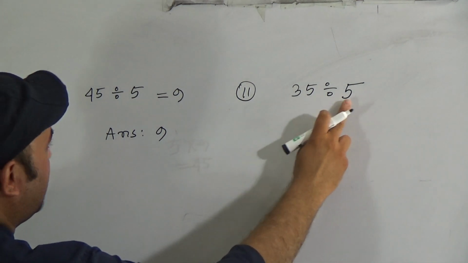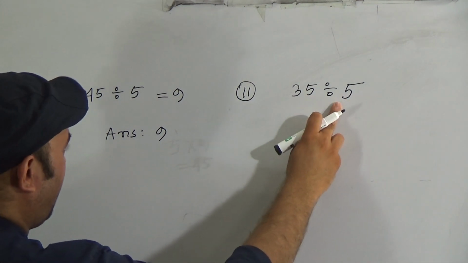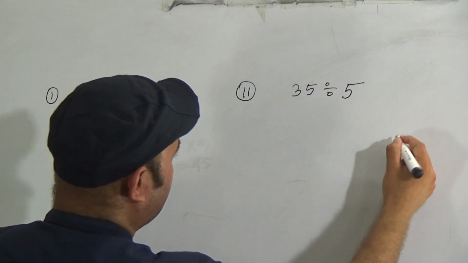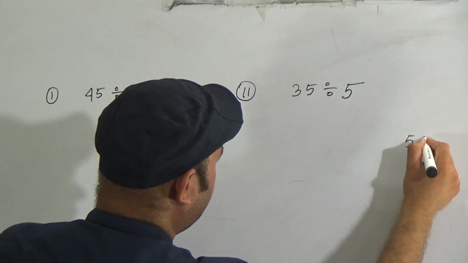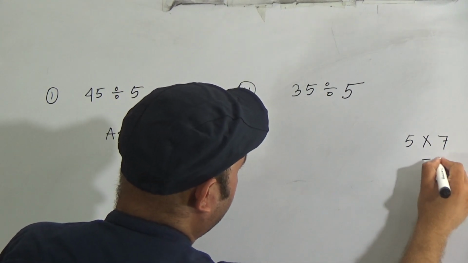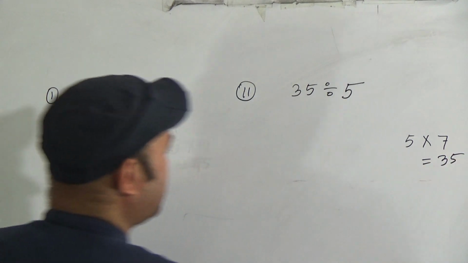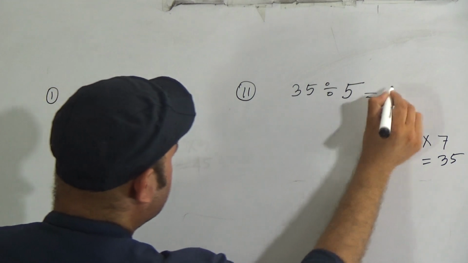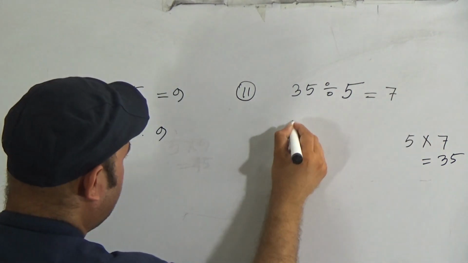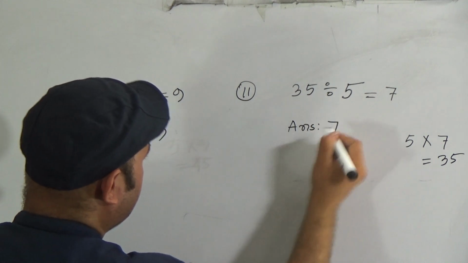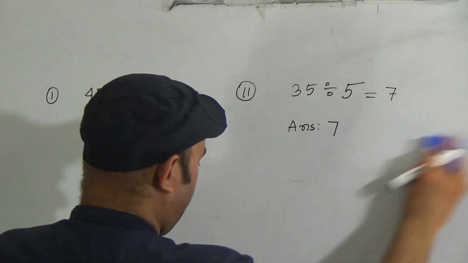35 divided by 5. My dear students, you know that in the times table of 5, 5 sevens are 35. So 35 divided by 5 will be 7, and the answer is 7.